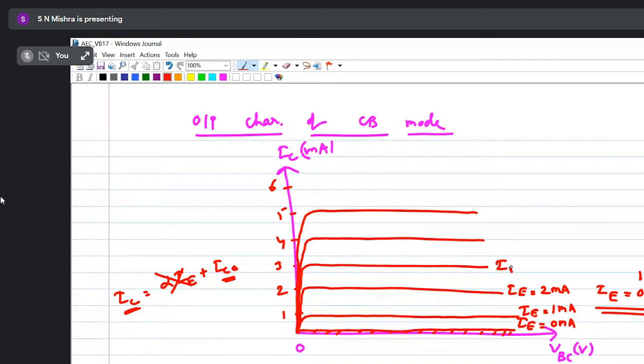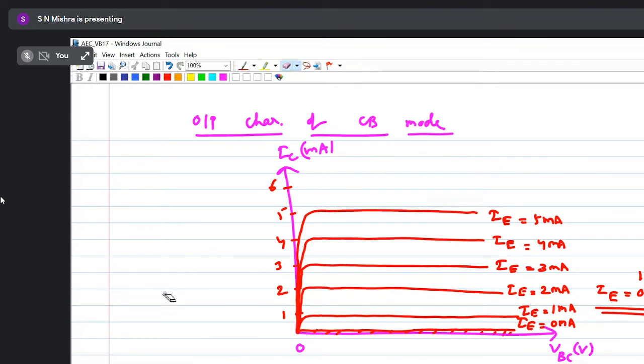IE 3 milliampere, IE 4 milliampere, IE 5 milliampere, like that you can increase. So this is your output characteristics. Understood? Any doubt from this output characteristic?